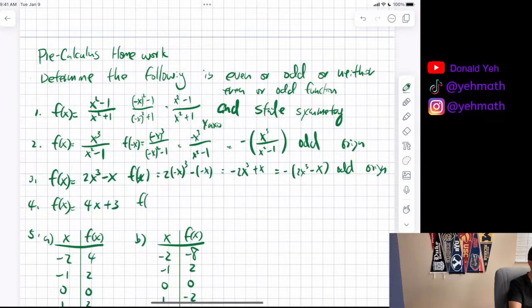And if you plug in negative x here, guess what? 4 times negative x plus 3. That's negative 4x plus 3. Guess what? No, that's not even. If you factor out a negative sign, that's going to be 4x minus 3. Now 4x minus 3 is not the same as 4x plus 3. Even though there's a negative sign outside, that's not negative f of x.